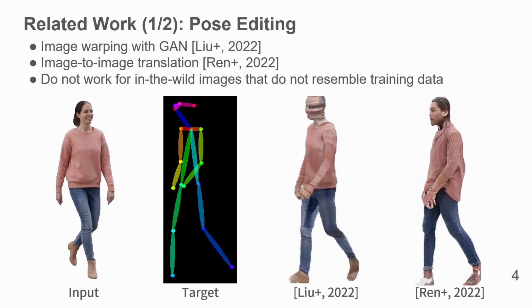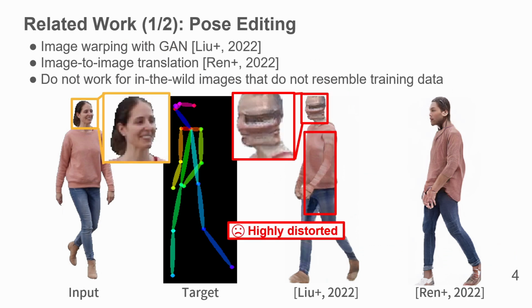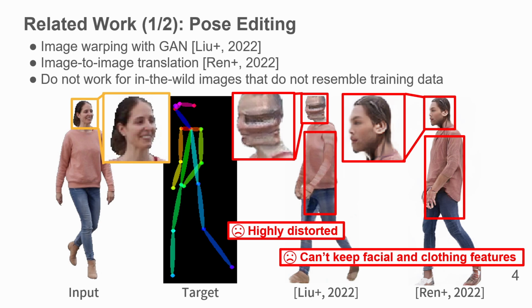There have been various pose editing methods using a single human image as input. For example, Liu et al. employed image warping, and Ren et al. used image-to-image translation. However, as you can see, their methods do not work in the wild images that do not resemble training data. The face is highly distorted in the result of Liu et al., while the facial and clothing features are changed in the result of Ren et al.